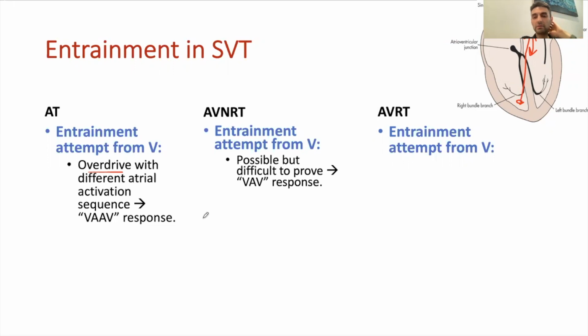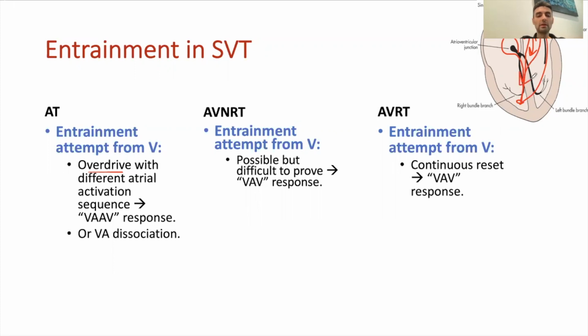However, for AVNRT, again, you have to pace really fast. You'll go up the His retrogradely into the circuit and then turn around. So you will not demonstrate fusion or reset. In other words, it's very difficult to prove entrainment in AVNRT. You will see a V, A, V response. For AVRT, you will actually demonstrate reset with fusion, and you also will get a V, A, V response.